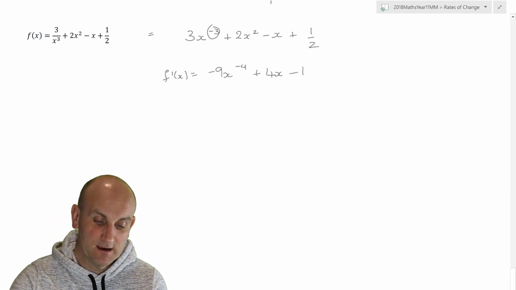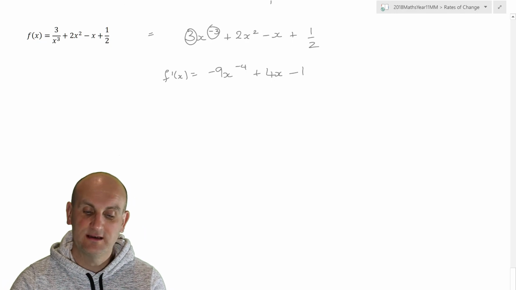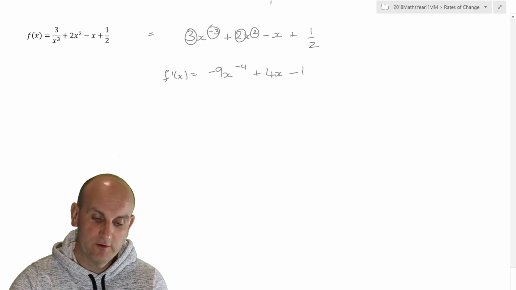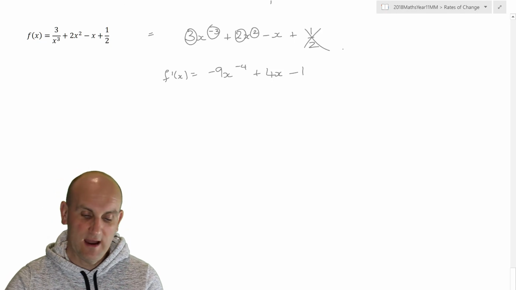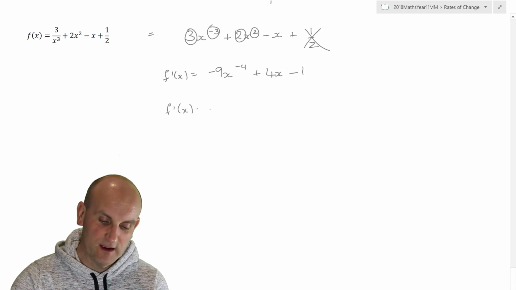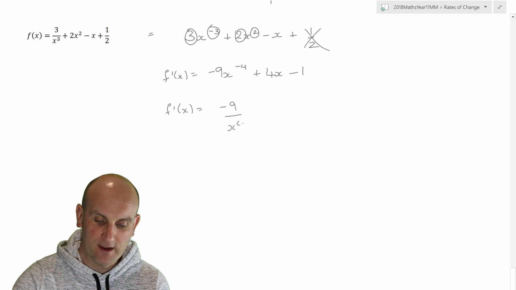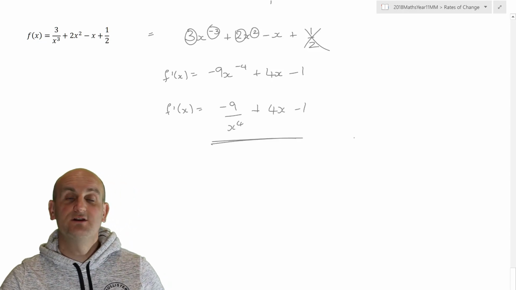So again, minus 3 times 3 gives me the minus 9, take 1 off the power. 2 times 2 gives me the 4, take 1 off the power, and that differentiates to 0. And finishing it off, f dashed of x gives me minus 9 over x to the power of 4 plus 4x minus 1.